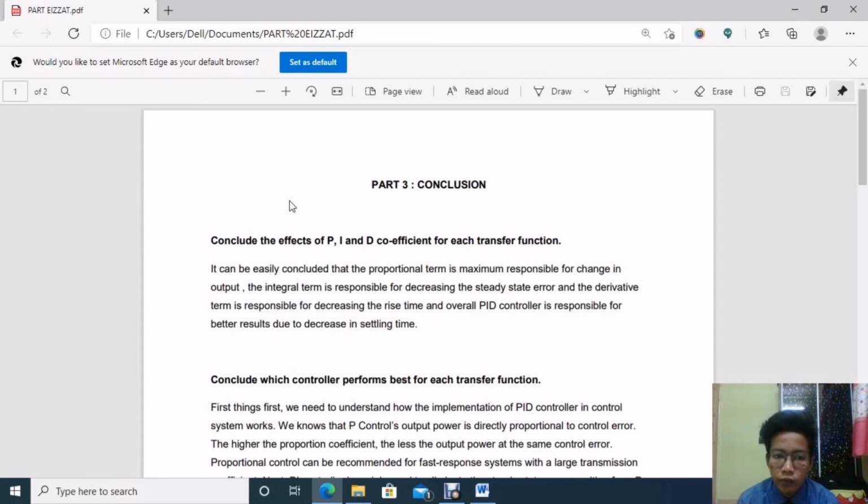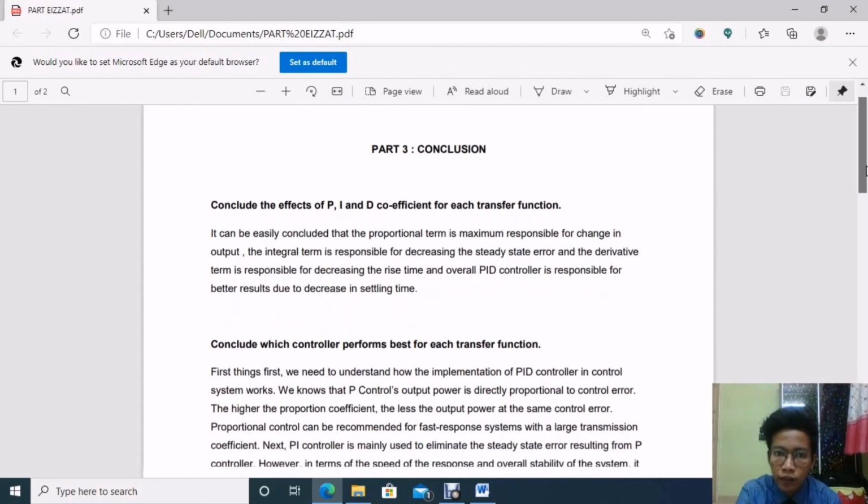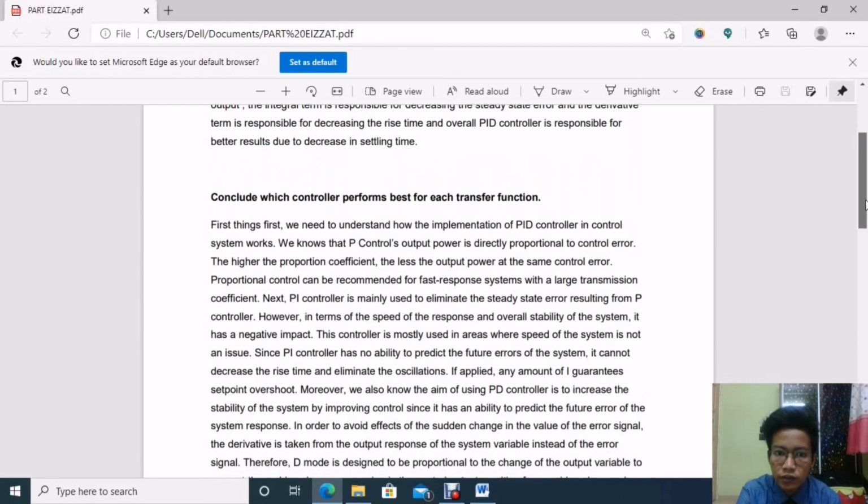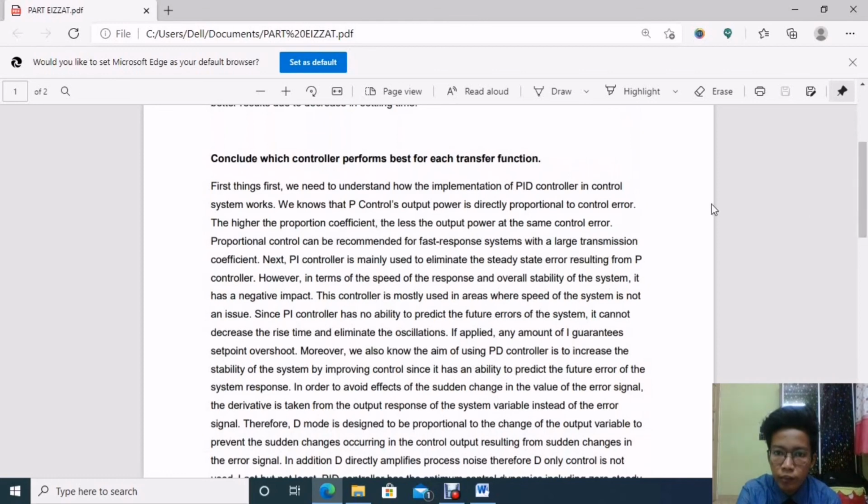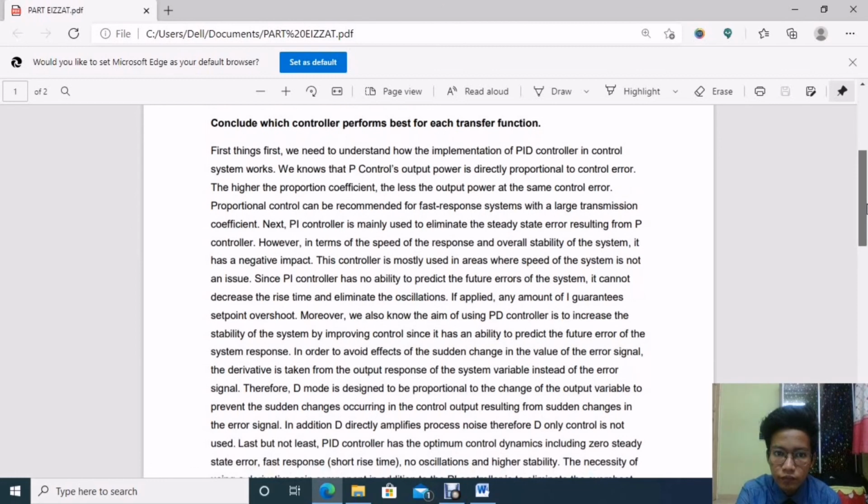The second one is we need to conclude which controller performs best for each transfer function. First things first, we need to understand how the implementation of a PID controller in a control system works. We know that P control's output power is directly proportional to the control error. The higher the proportional coefficient, the greater the output power at the same control error. Proportional control can be recommended for fast response systems with a large transmission coefficient.